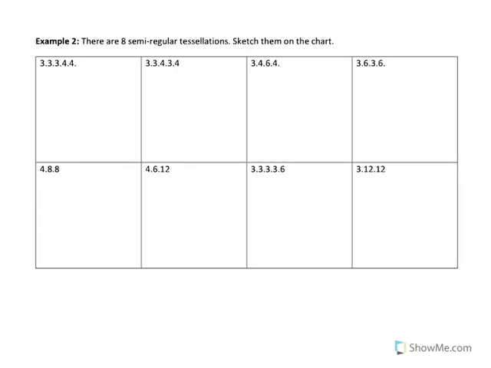Okay, we have 8 semi-regular tessellations. So what that means is that they tessellate, but not just by themselves. So we have 3, 3, 3, 4, 4. So that's 3 triangles, 1, 2, 3, and then 2 squares. We have a 3, a 3, 3, 3, a 4, a 3, and then a 4.